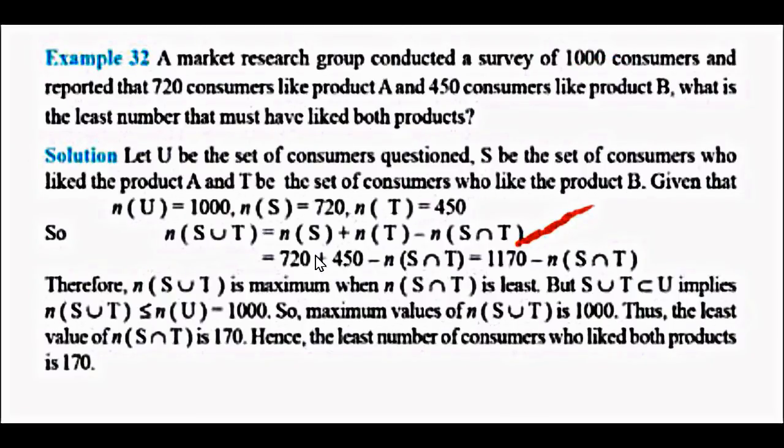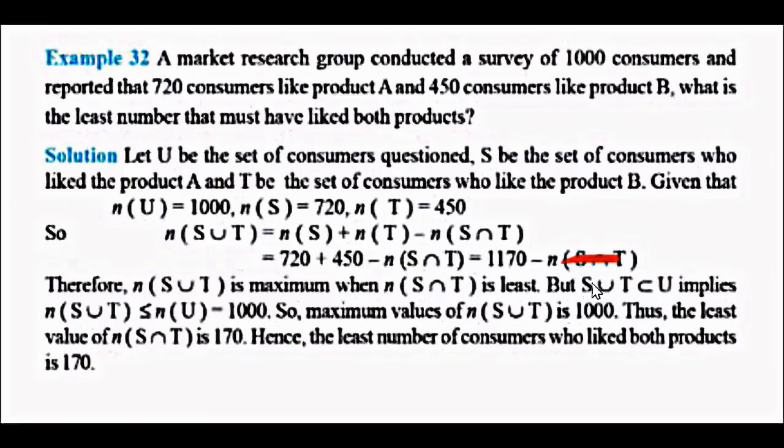We know about this, so we'll place the values, and by now we know that n(S union T) is equal to 1170 minus n(S intersection T). But we have been asked some other question. In this, please observe that n(S union T) is going to be maximum when n(S intersection T) is going to be minimum. This will be least. So if it is 0, it will be 1170.